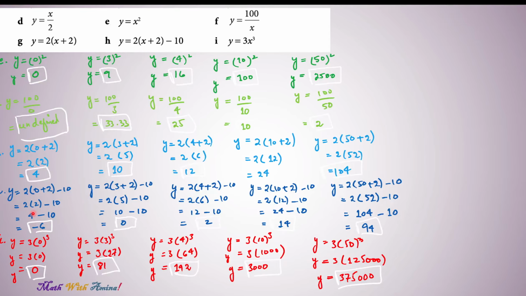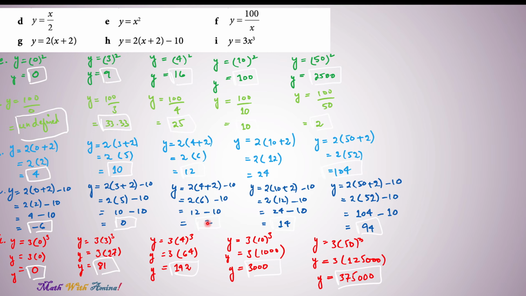So 2 multiplied by 2 is equal to 4. The equation will become 4 minus 10. 2 multiplied by 5 is equal to 10. 10 minus 10 is equal to 0. This would be the equation. So 2 multiplied by 6 is equal to 12. Once the multiplication is done, then we will do the subtraction.